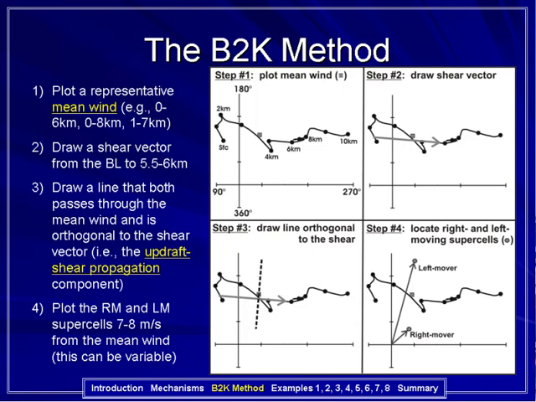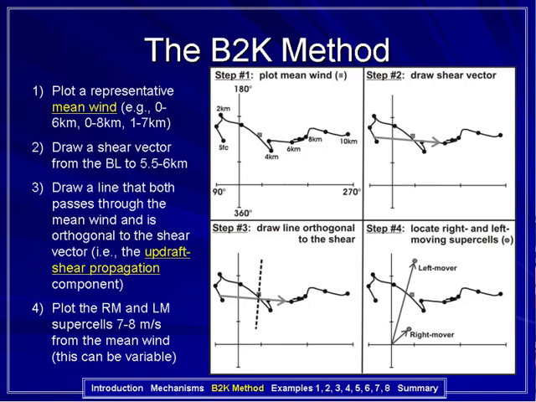So let's look at how you would go about plotting the B2K method. In fact, you could go ahead and just print out this slide and use it as a guide in operations if you wish. I would hope that eventually you would get good enough at plotting it. You could just eyeball a hodograph and see where supercell motion would be without having to go through the whole process of drawing everything out. So let's go ahead and go through this.